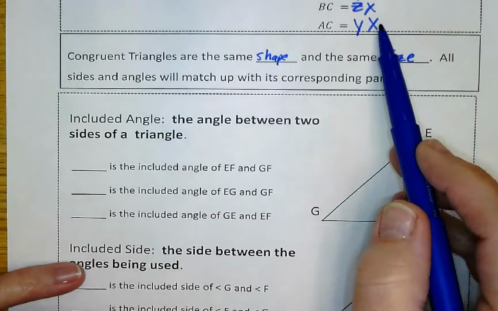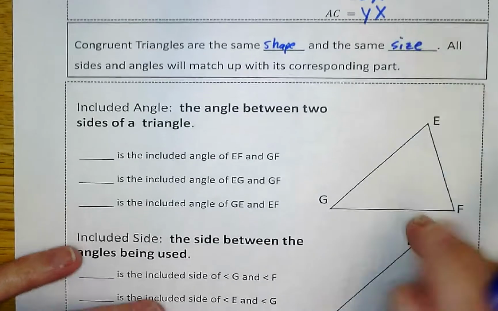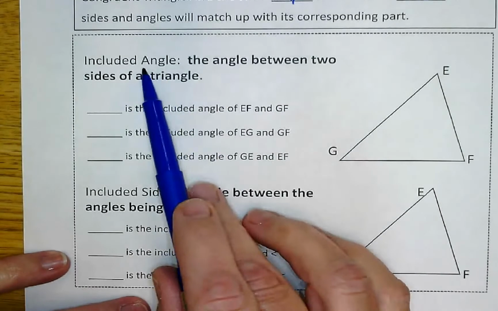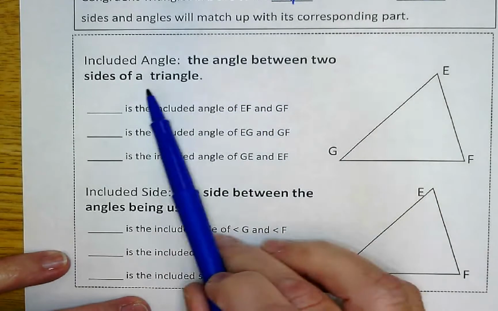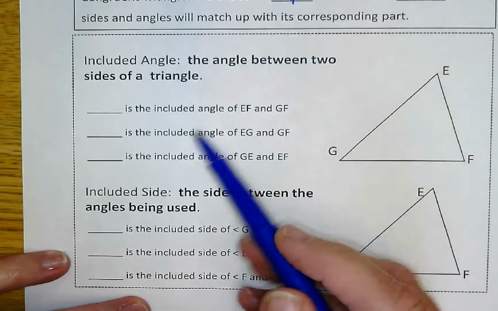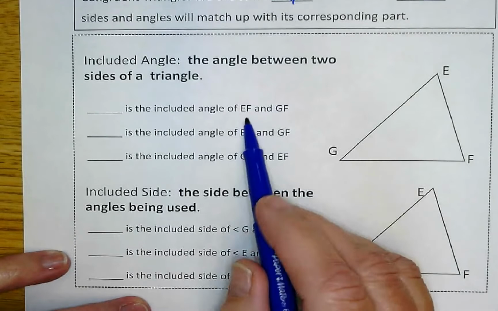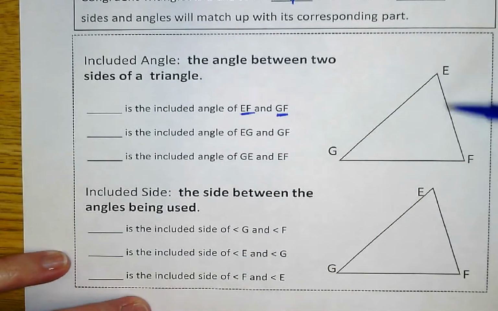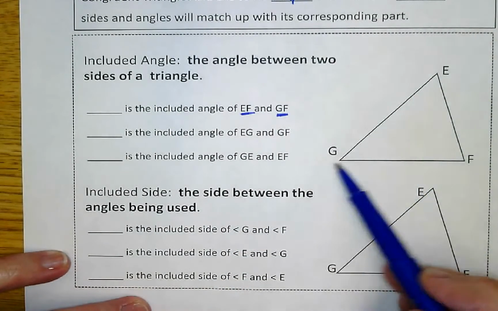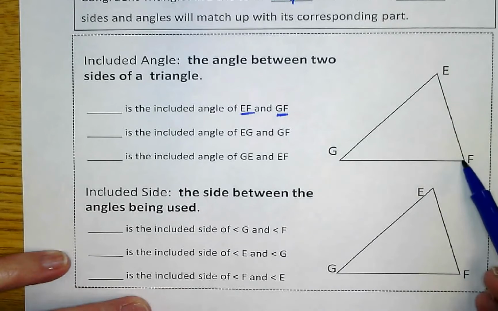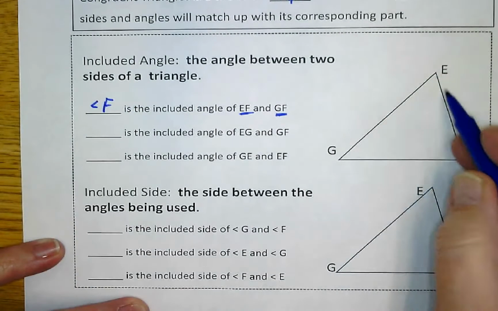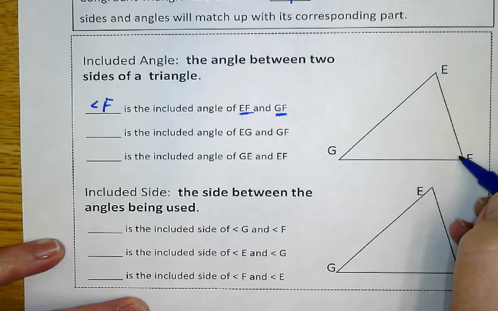Before we get into how we know if triangles are congruent or not, we have a little lesson here on what we call included. So the included angle is the angle between 2 sides of the triangle. So when I look at the angle that's between EF and GF, where those two come together, that angle is the included angle. So angle F is where EF and GF come together. That would be the included angle.